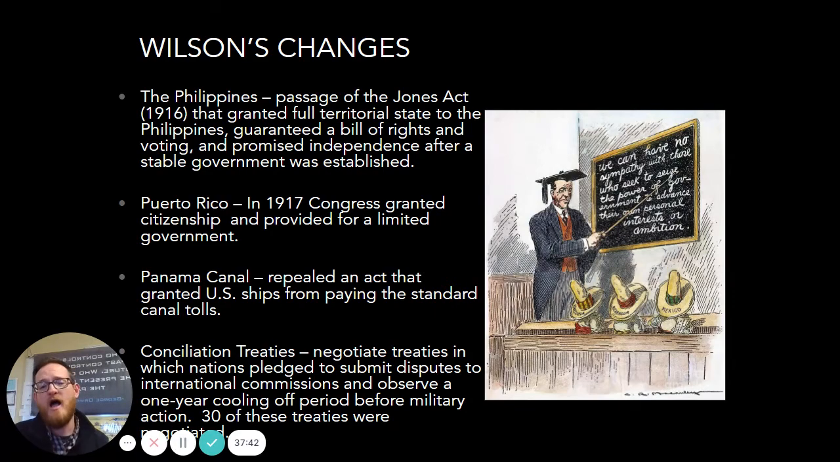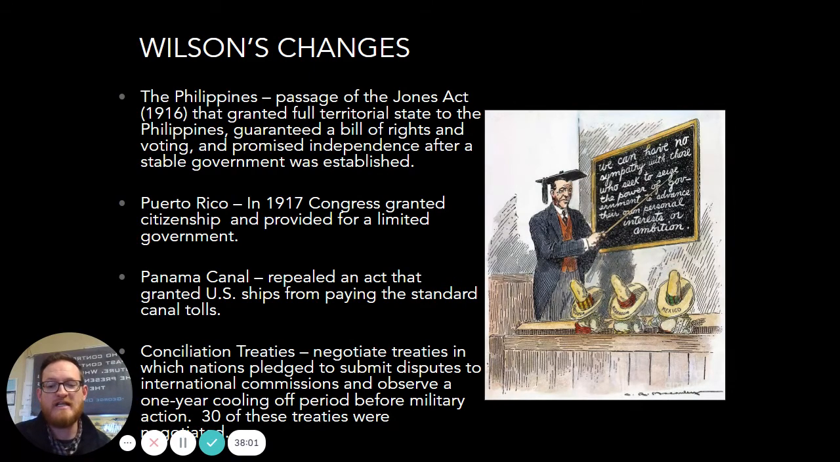Panama Canal: when the Panama Canal had originally been set up, the United States did not have to pay taxes or pay the tolls going through that since we had built it. And Wilson is going to get rid of that and repeal that act so that we would have to pay the same tolls that anybody else did.